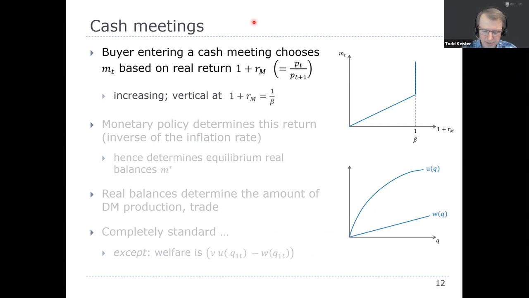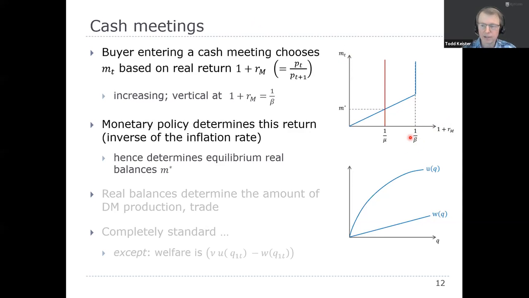Okay, so think about the decentralized market. First, think about the cash meetings. This is completely standard, right? But let me just go through it. If you're a buyer and you know you're going to enter, you're potentially going to meet a cash seller in the decentralized market, you choose your real cash balance as M, thinking about the real rate of return on holding money, which is the inverse of the inflation rate. We make assumptions on preferences, so that's an increasing relationship. It's vertical at 1/beta because of the quasi-linear preferences.